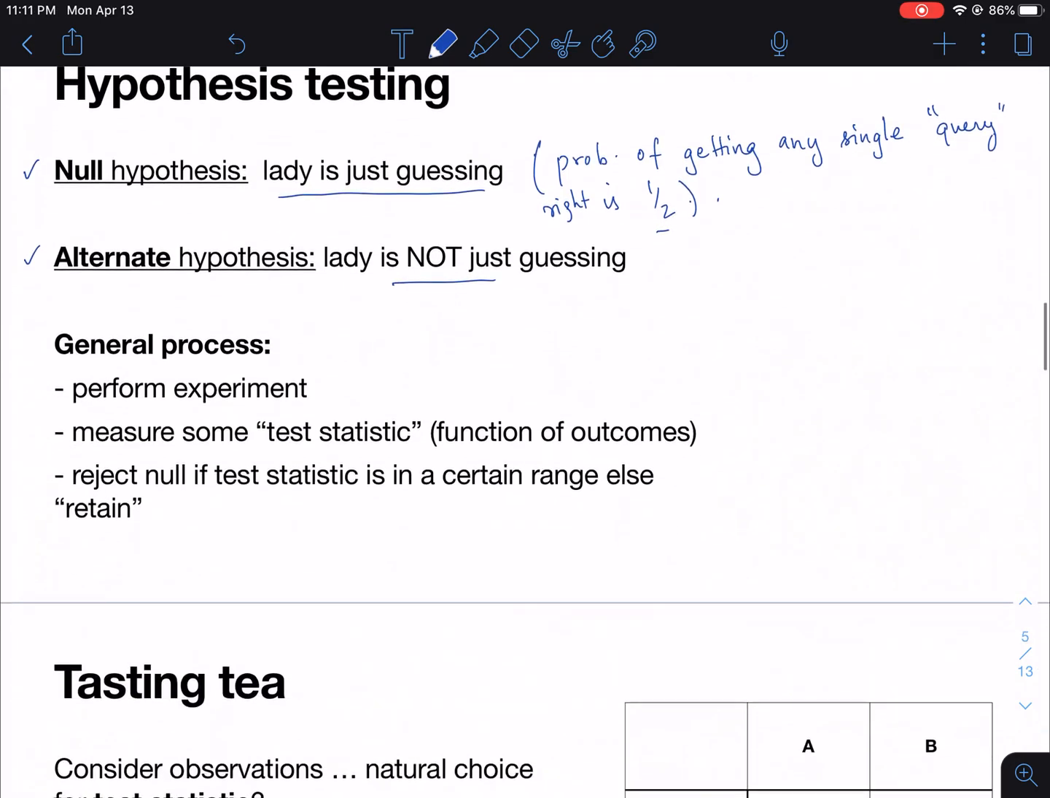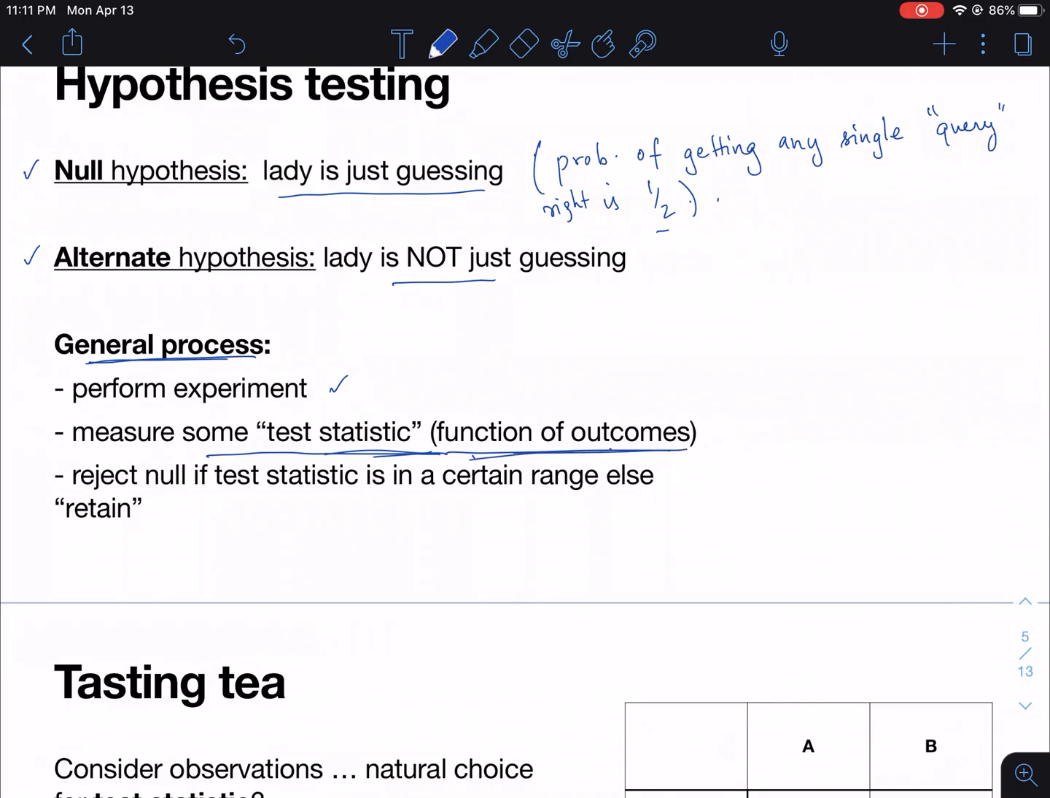Okay, so now the process of hypothesis testing works as follows, and this is a very general process. You formulate the null and the alternate. Then you perform this experiment, and this experiment in this case will tell you how many correct or something like that. Then you measure some test statistic, which is a function of the outcomes.